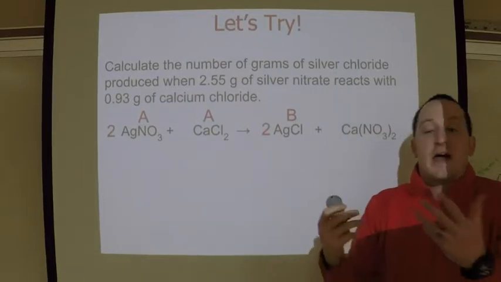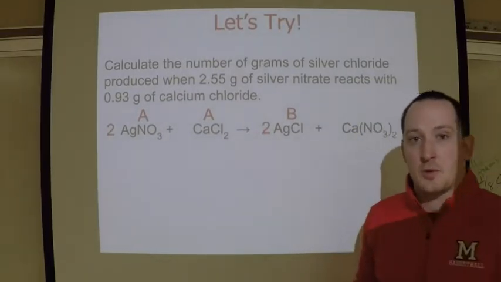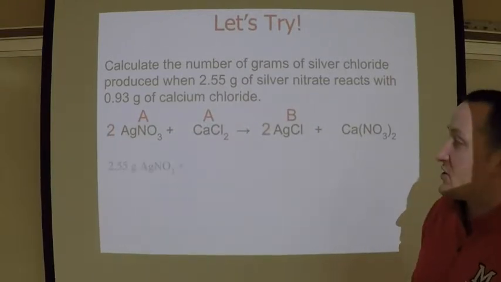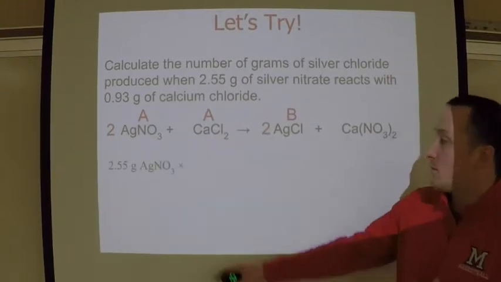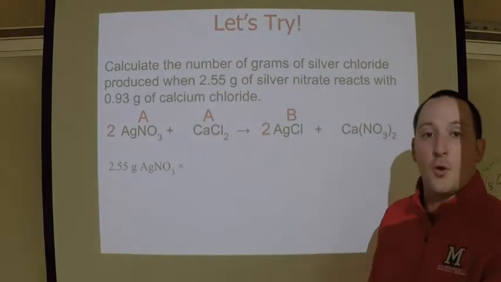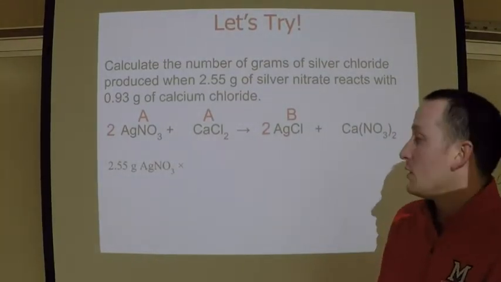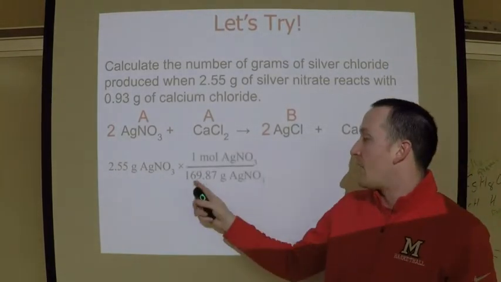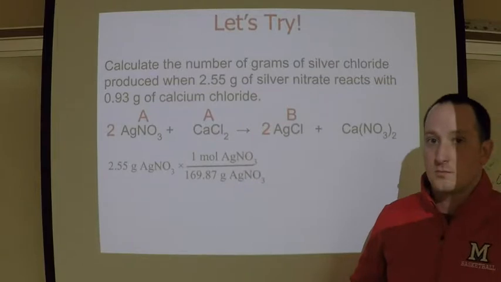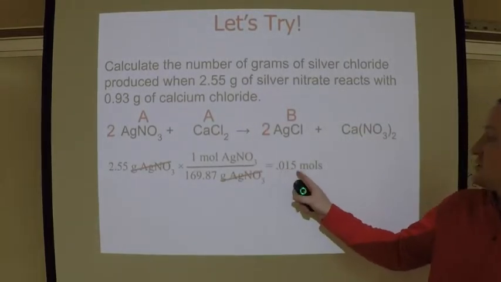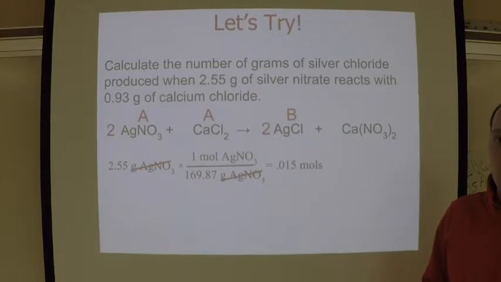So now I'm going to use that quicker method to determine the limiting reactant. So, first thing is, I start with my given amount of, I'm going to use my silver nitrate first. So, I'm going to find the moles of silver nitrate I have. So, I'm going to take my 2.55 grams, and I need to divide by the molar mass of silver nitrate. That's going to give me moles of silver nitrate. So I have 0.015 moles of silver nitrate.